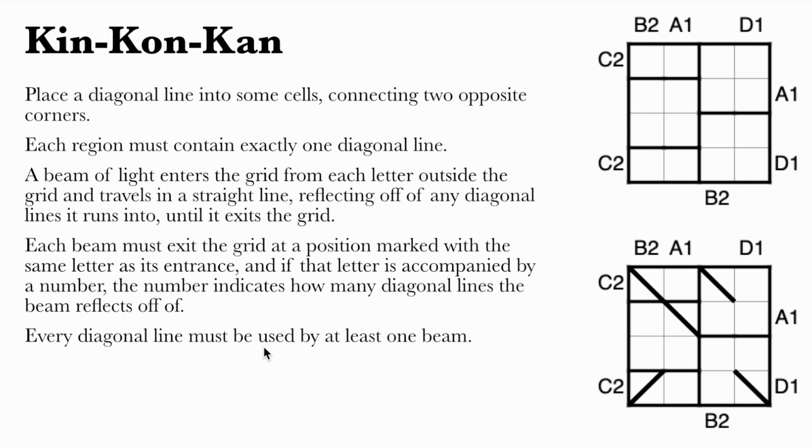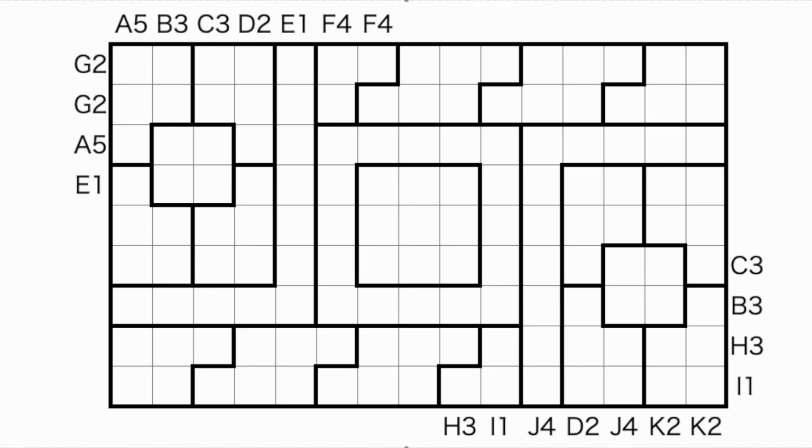Every diagonal line must be used by at least one beam, so we can't have any free-floating mirrors that are not part of one of the paths. Those are the rules of Kin-Kon-Kan, so it is time to solve a puzzle. Today's Kin-Kon-Kan puzzle was set by Shye.